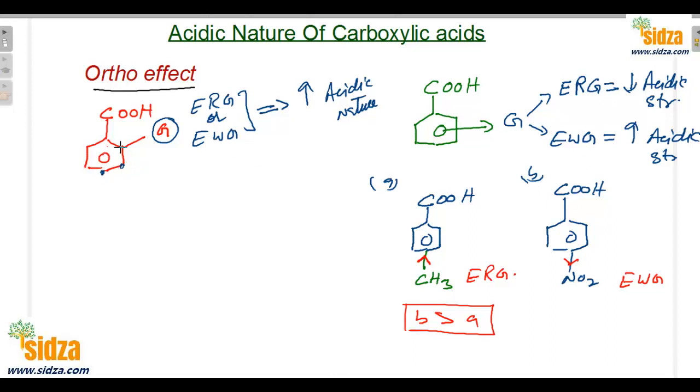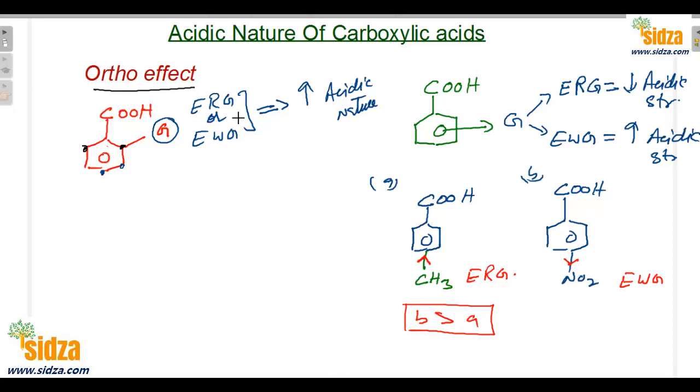If you have a COOH group, there are two ortho positions, over here or over here. So if the group is present here or here, whether it is an electron releasing or withdrawing group, in both cases it will actually increase the acidic nature. This is what you call the ortho effect. So if you do a substitution at the ortho position of benzoic acid, it will increase the acidic nature.